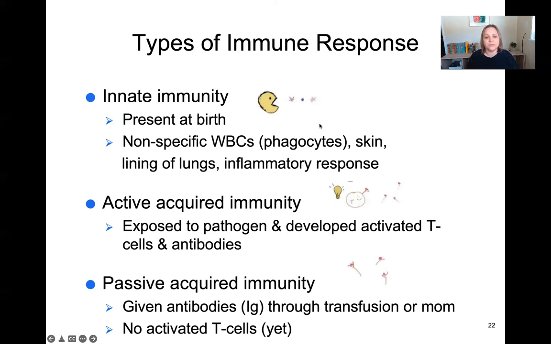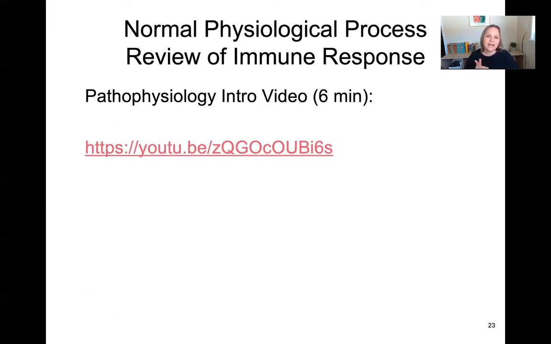So let's review. Innate immunity, non-specific Pac-Man, just goes through the body without thinking about it. Active immunity means you have activated B and T cells as well as antibodies. Passive immunity is when you have antibodies only, but no activated T cells just yet. So that summarizes the starting lineup of your immune system.